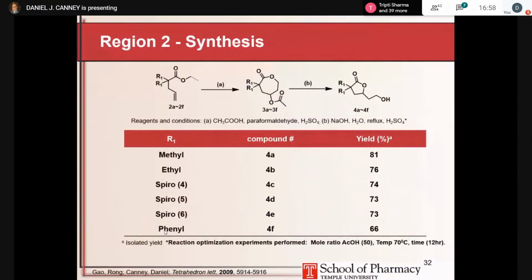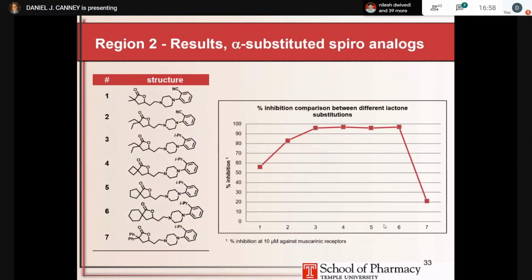And this is something we use still to this day. We use this to make lactones. And you can see once again the yield much improved over the previous method. The reaction is far superior to what we were accustomed to. So we were able to make these compounds in fairly good yields.